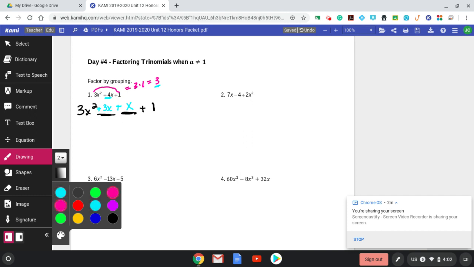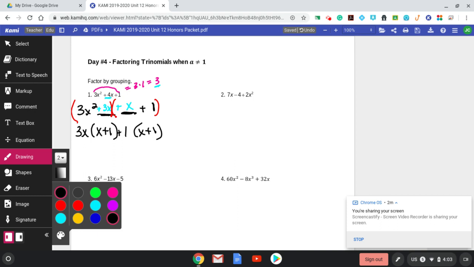I'm going to take the first 2 and the last 2, like I did in day 3. Let's take a GCF out of the first one. You can take a 3x out, and I'm left with x plus 1. There's nothing to take out of the second group, but I want x plus 1 left in that other parenthesis, because that's the purpose of grouping: to have whatever's left in the parenthesis be the same. So if I want that parenthesis to be exactly the same and not touch any of the signs inside, I'm going to take out a 1.